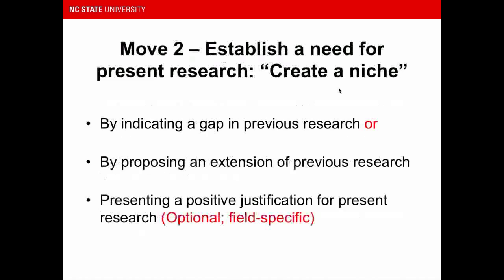Okay, so move two. Are you ready? After you've established what is known, you have to move on to say what isn't known. And that's the important part of move two: you start to create a niche for your research. So you've established the territory, you've covered the topic, currently established knowledge in the field, and now you have to do one of two things. The first two bullets here: you either have to indicate a gap in previous research, or you have to propose an extension of previous research at this point in your introduction.